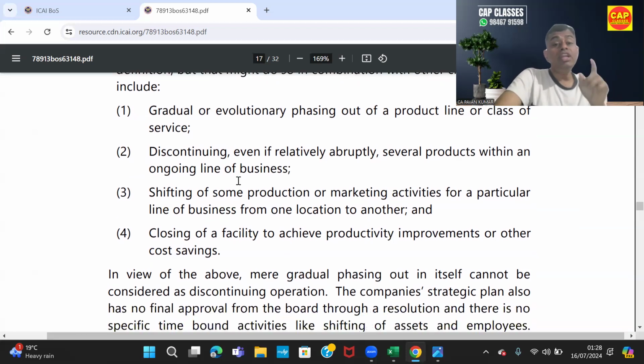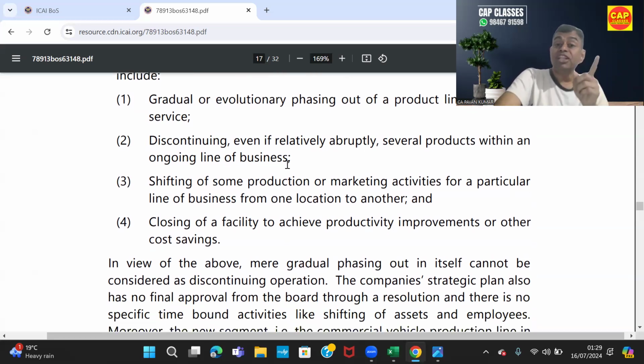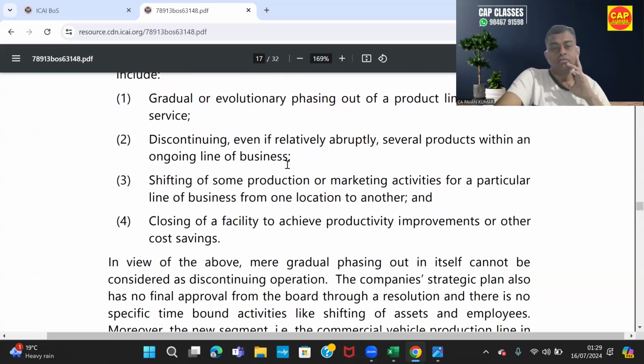Two, discontinuing even if relatively abruptly. You have taken a decision: from today onwards, I'm stopping these 4 products. Within ongoing line of business. Are you stopping manufacturing mobile phones? No. Are you stopping manufacturing cars? No. In that segment, in cars, one product line, one product or several products within one category, you are discontinuing.